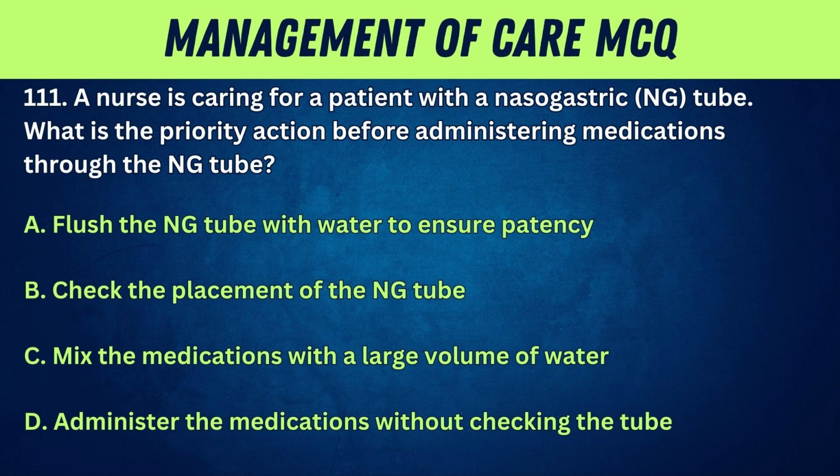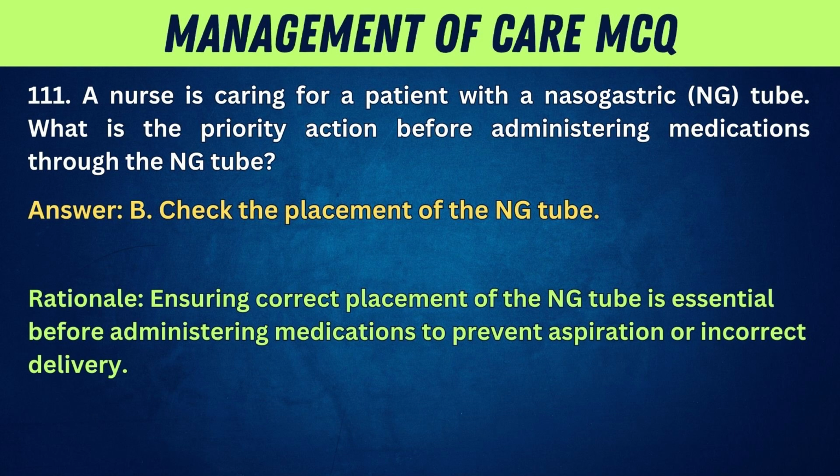Administer the medications without checking the tube. Answer. B. Check the placement of the NG tube. Rationale. Ensuring correct placement of the NG tube is essential before administering medications to prevent aspiration or incorrect delivery.